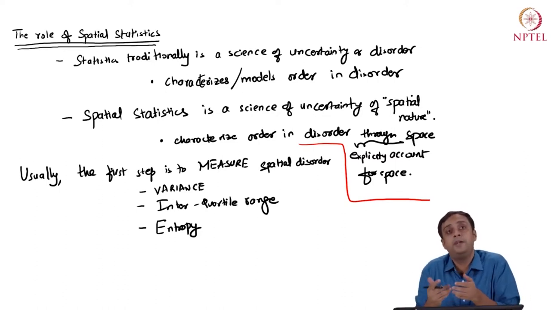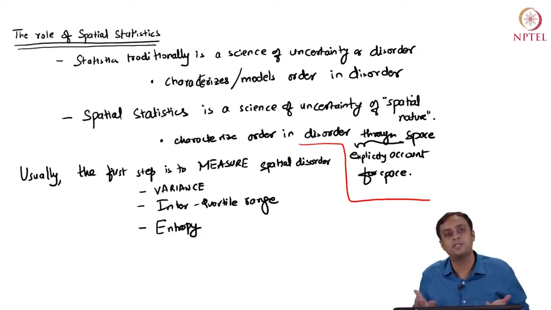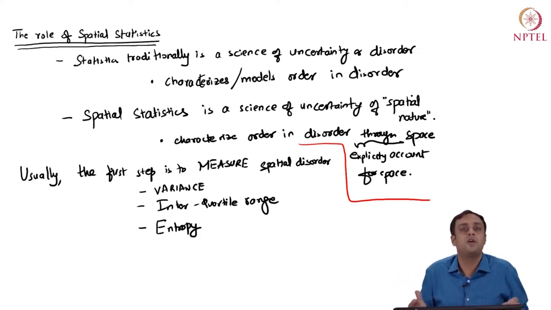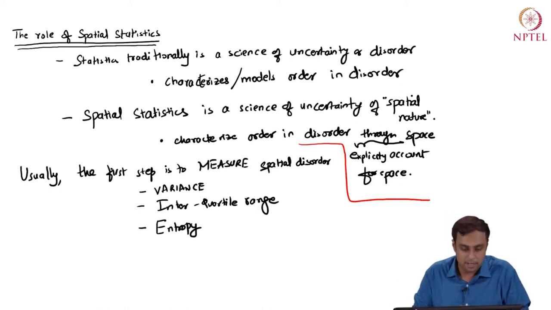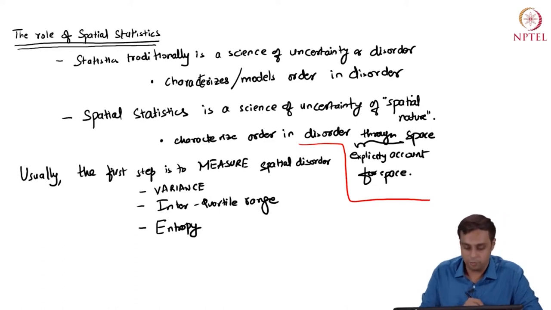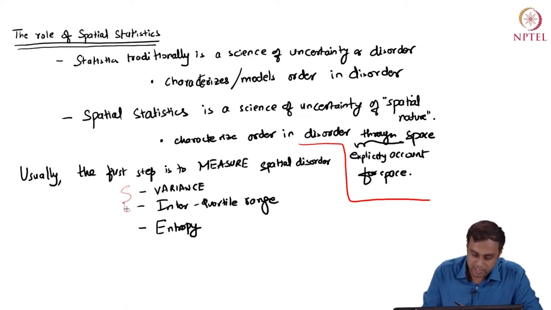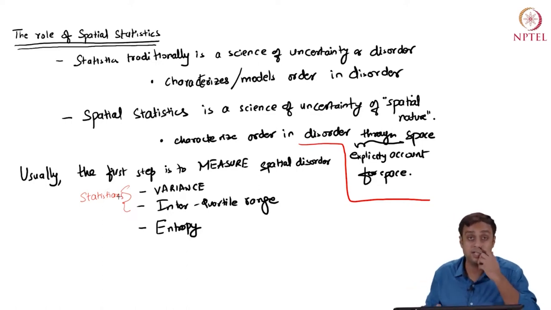So I'm trying to find order in disorder as a spatial statistician. But first, I need to be able to quantify disorder. I mean, I need to be able to understand what's the level of variation in my data to begin with. What am I out to explain? What is the problem I'm out to address, right? So that is the aim that I am trying to achieve, right?